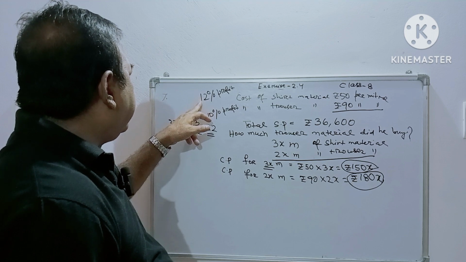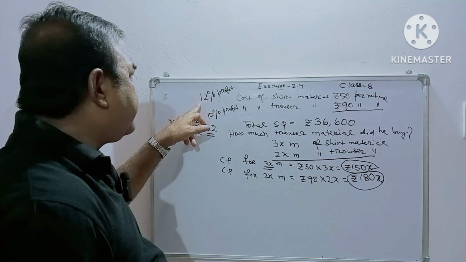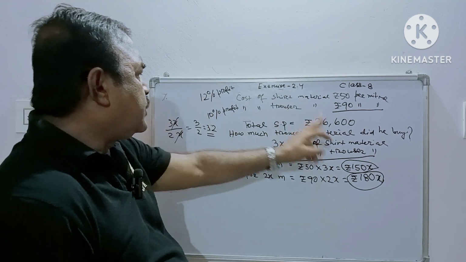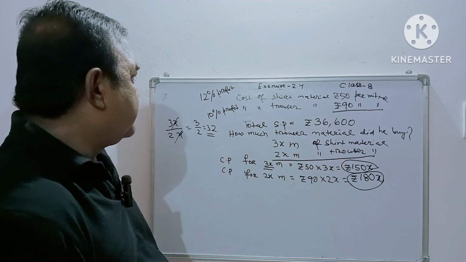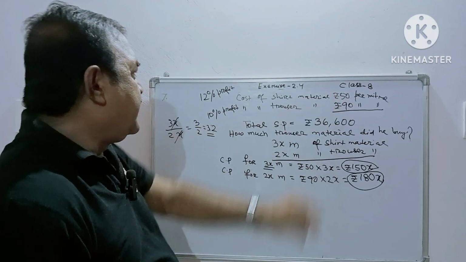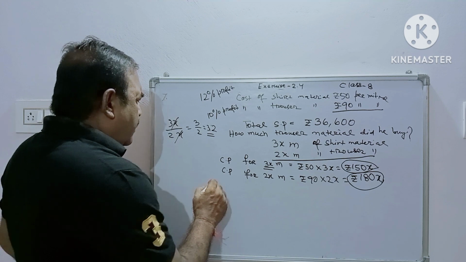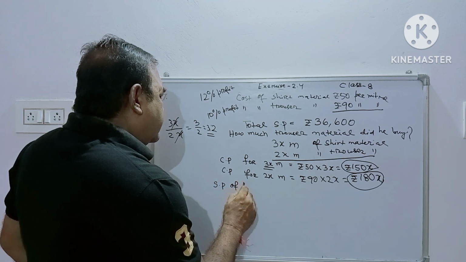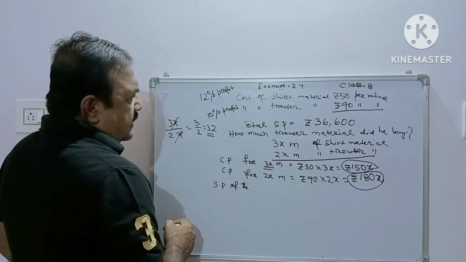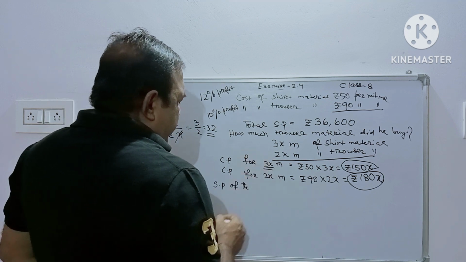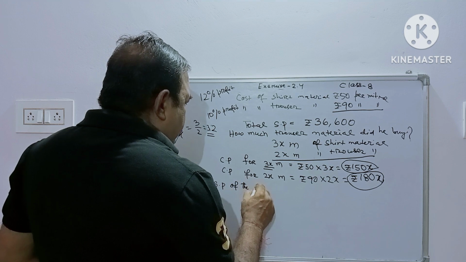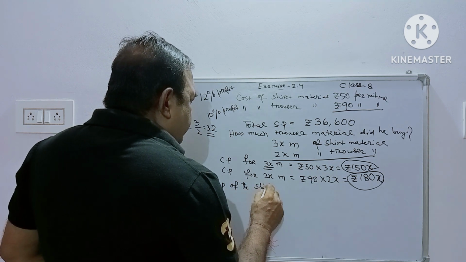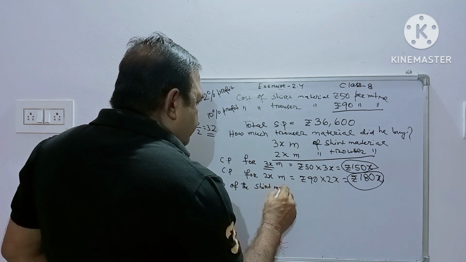Now, what is the profit? At 12% profit, he has sold the shirt material. So you see, what is the selling price of this shirt material of 3x meter? The selling price of the shirt material he has bought.